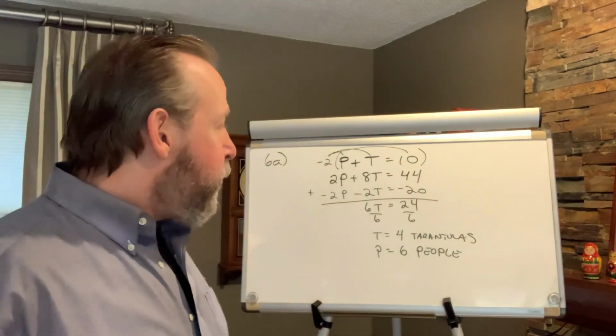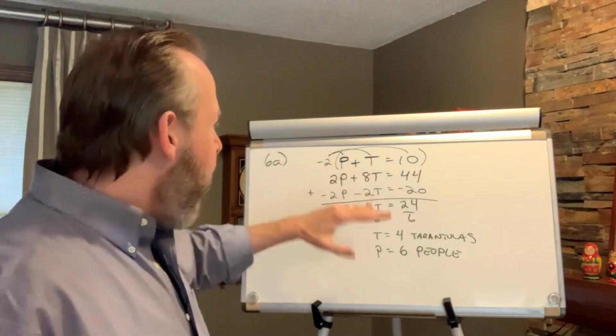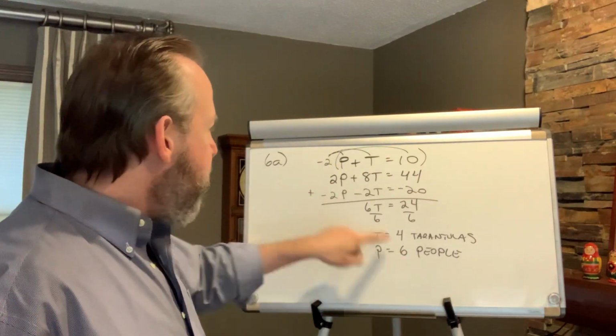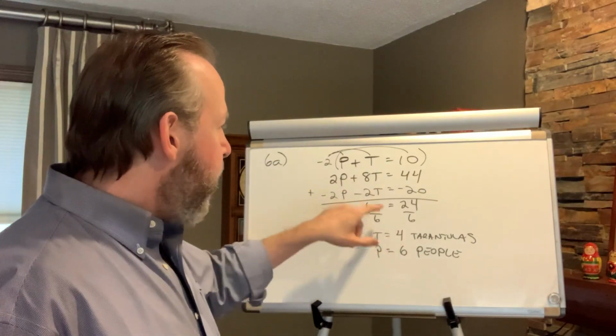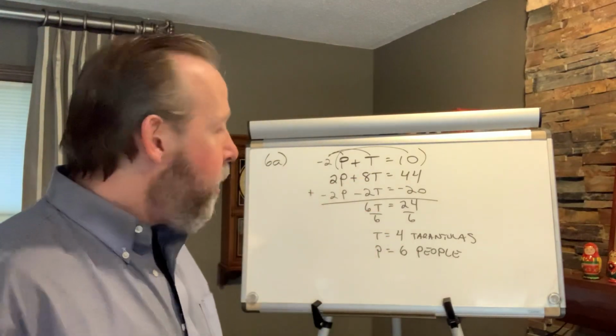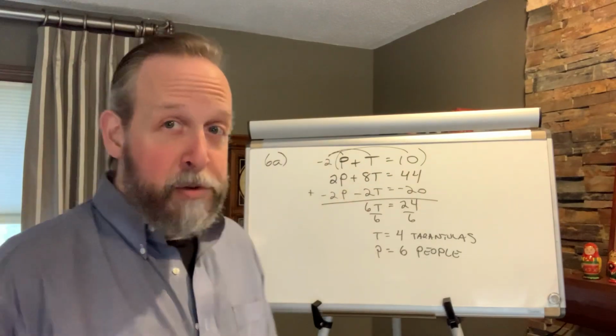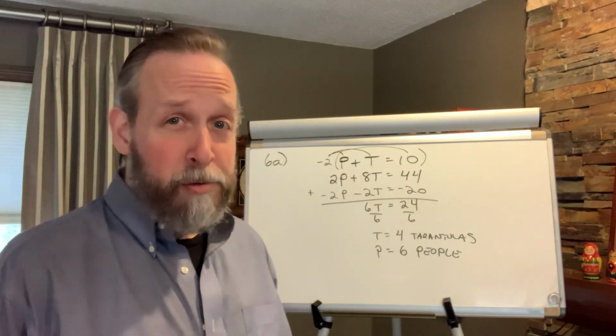You want to double check it? Sure, 4 and 6 is 10. But the eyes question, if I have 6 people, 2 times 6 is 12 eyes. If I have 4 tarantulas, 8 times 4 is 32. 32 and 12 is, fortunately, 44. We got the answer right.